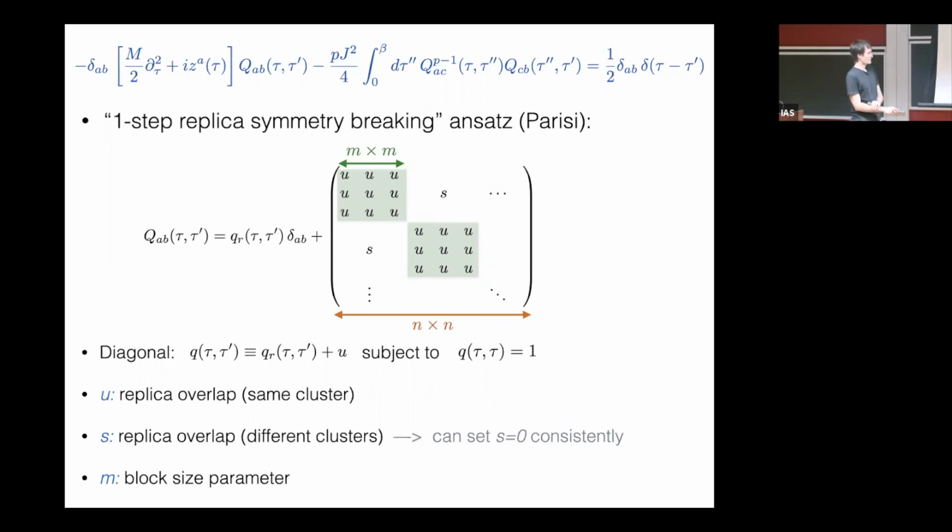And in the end, we want to take the n to 0 limit, right? So in the end, we take n to 0, and the trick is going to be that m stays some finite number, and in the end, it's going to be between 0 and 1. So yeah, okay, that's the usual replica trick magic.